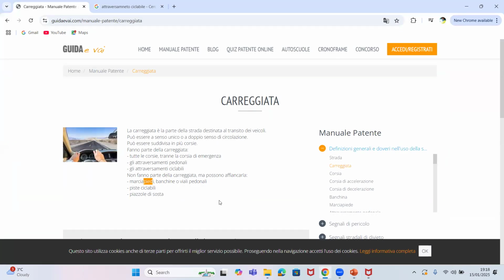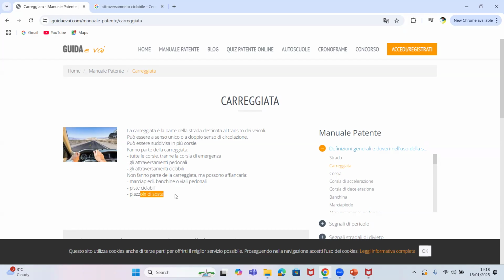Viale pedonale is another name for area pedonale. Write it down. We'll see them later on. Write it down: viale pedonale is another name for area pedonale. Write them down. They say all these things they outside. See, pista ciclabile. It no dey inside carreggiata.